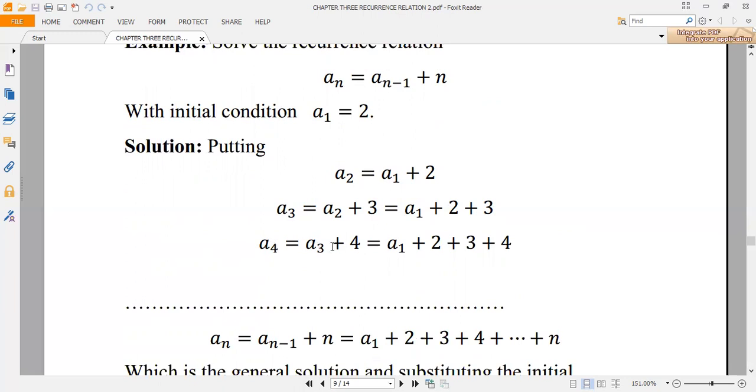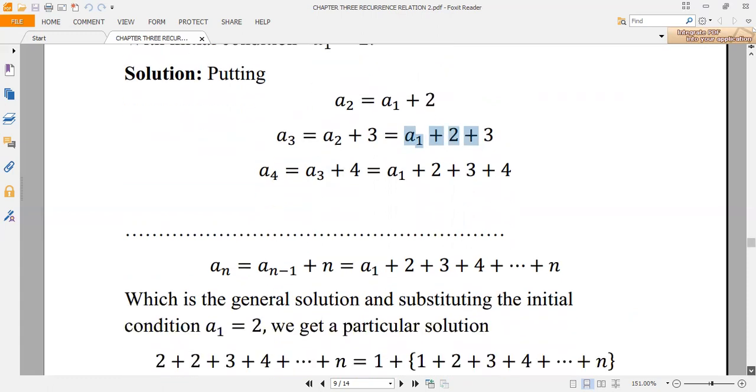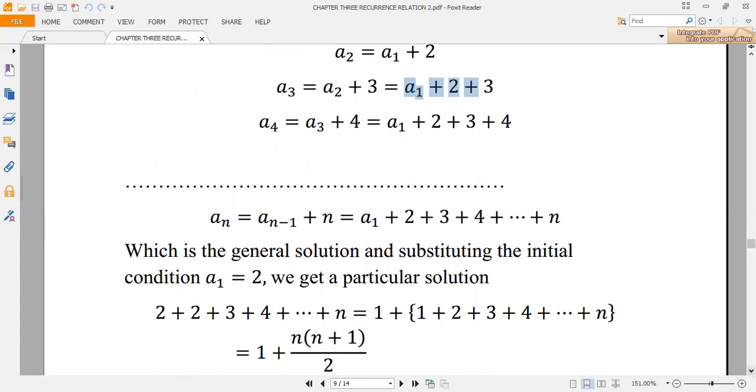a4 is a3 plus 4, but a3 is a1 plus 2 plus 3, so a4 is a1 plus 2 plus 3 plus 4. In such a way, an is an minus 1 plus n, which is a1 plus 2 plus 3 plus 4 and so on, plus n. This is the general solution, and substituting the initial condition a1 equals 2, we get a particular solution.